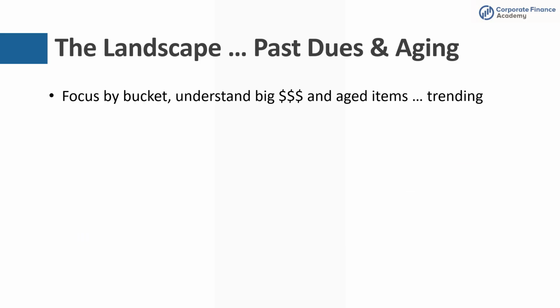When you look at this information, you want to focus on the past due buckets. You want to look for big numbers, and you want to look for old stuff. So things that are past due in the late buckets, you want to go get those before they become bad debt, become uncollectible.